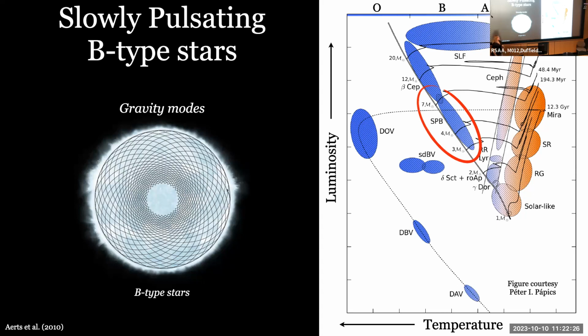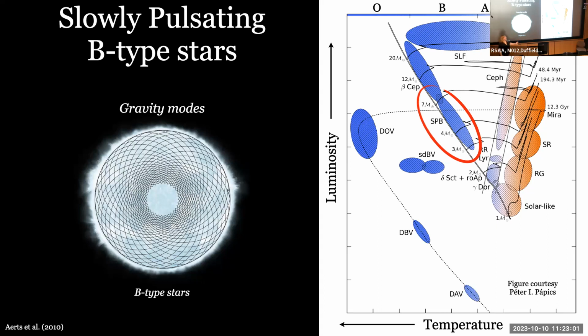So unfortunately, we can't go up to the very high mass stars with Kepler, but we can go to the B-type stars, or more specifically, these slowly pulsating B-type stars that are found right here in the middle of the asteroseismic HR diagram. So these type of stars oscillate in gravity modes, where gravity is acting as the restoring force. So when we are perturbing the structure of the star from these oscillations, what's bringing them back to equilibrium is gravity, or buoyancy.